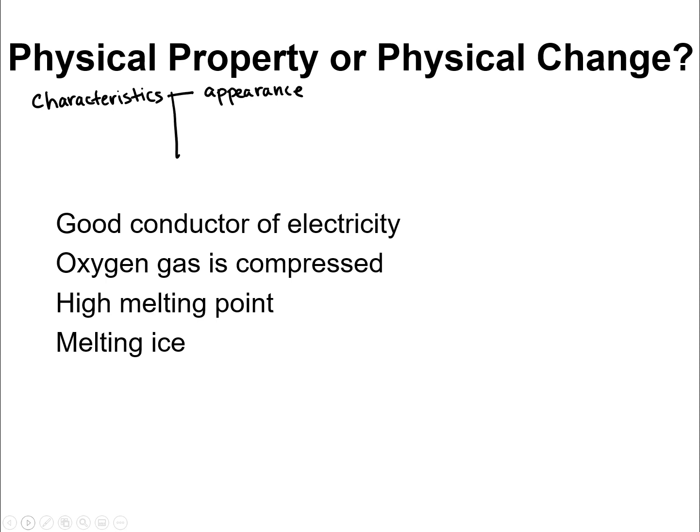So physical properties, we're talking about the characteristics of a substance. Appearance, like dull versus shiny. Color. Pliability. Melting point. Boiling point. Those are all characteristics that you can observe without altering anything about the substance.